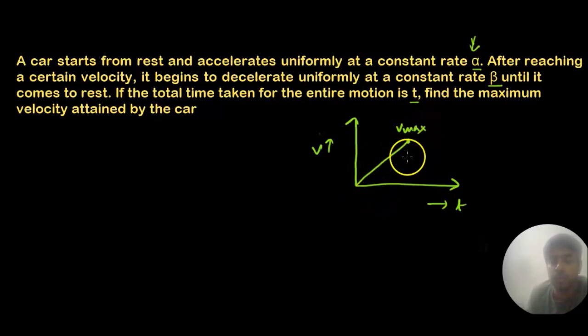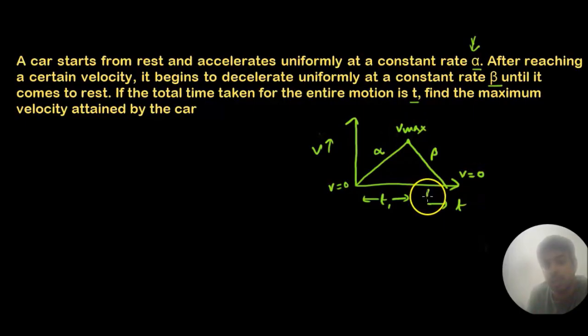We can consider the time it took to reach the maximum velocity, accelerating at a rate of alpha, as t1. After that it starts decelerating, and deceleration decreases the velocity. So from the maximum it decreases until the velocity reaches 0. For alpha, the velocity goes from 0 to Vmax, and for beta, the retardation, the velocity decreases from Vmax to 0, and we take the time taken as t2.